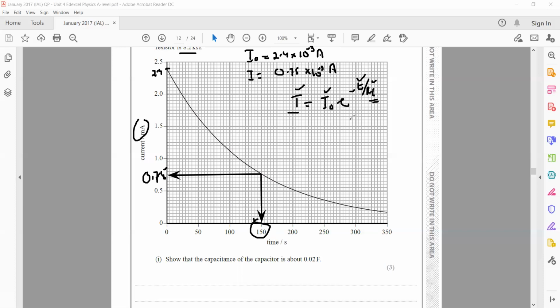Is it clear? So using the graph, you can work out the capacitance of this capacitor.